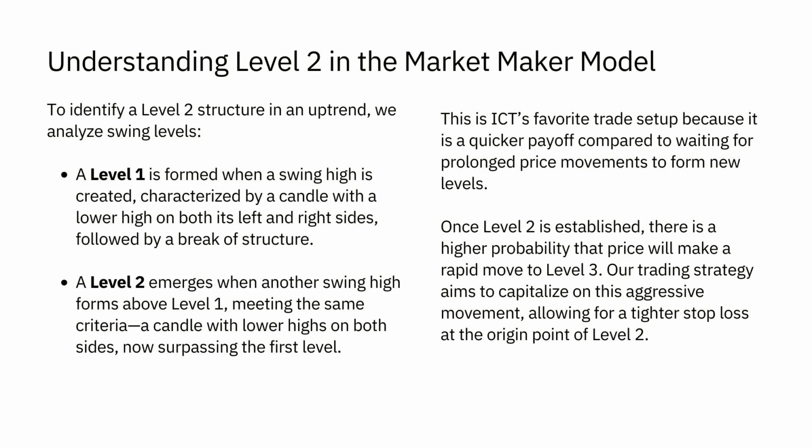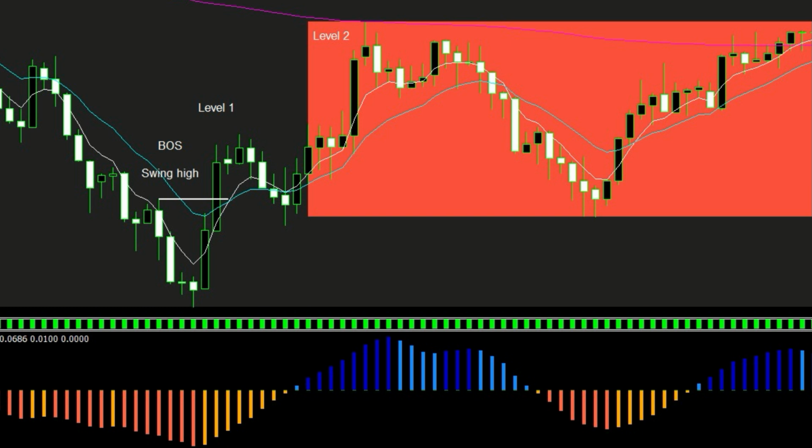Understanding level 2 in the market maker model. To identify a level 2 structure in an uptrend, we analyze swing levels. A level 1 is formed when a swing high is created, characterized by a candle with a lower high on both its left and right sides, followed by a break of structure. A level 2 emerges when another swing high forms above level 1, meeting the same criteria, a candle with lower highs on both sides, now surpassing the first level. The same is true for a downtrend, just reversed.